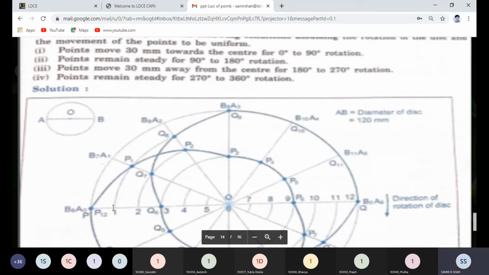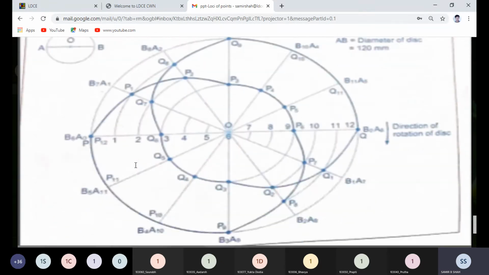Draw an arc to get point P1 on the diameter A1, B1. First we are getting point P1. Similarly, take O as a center and radius equal to O11 and draw an arc to get point Q1.